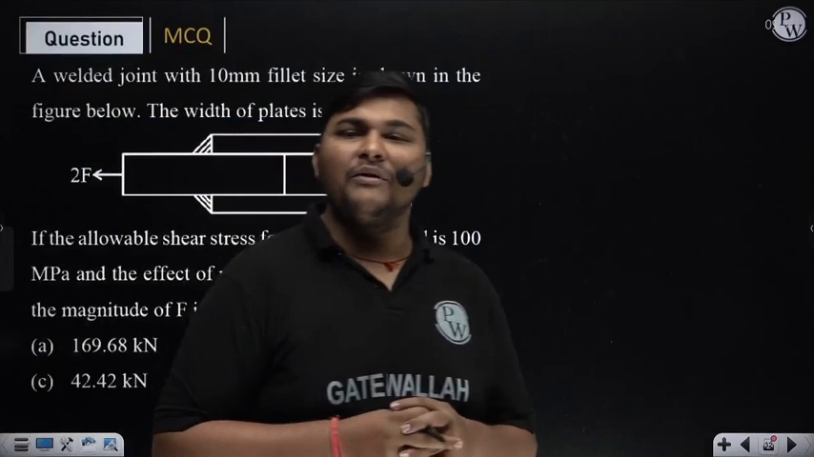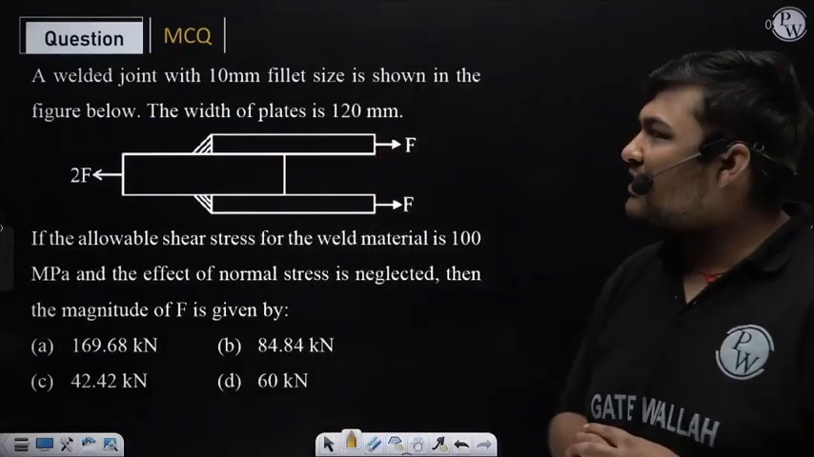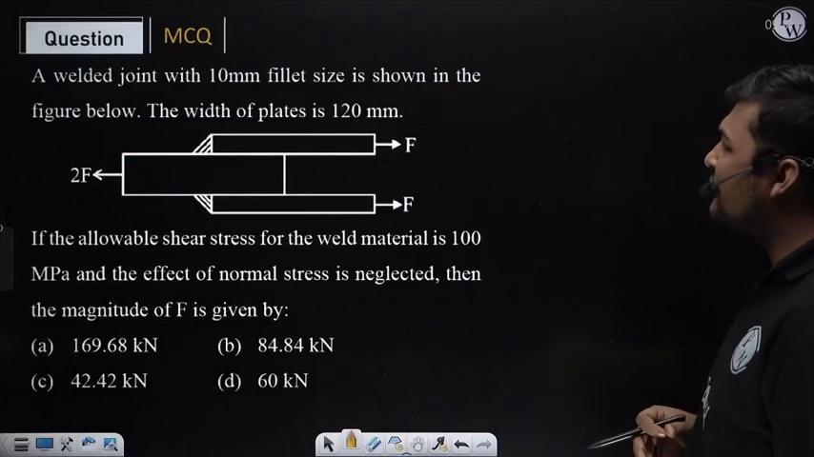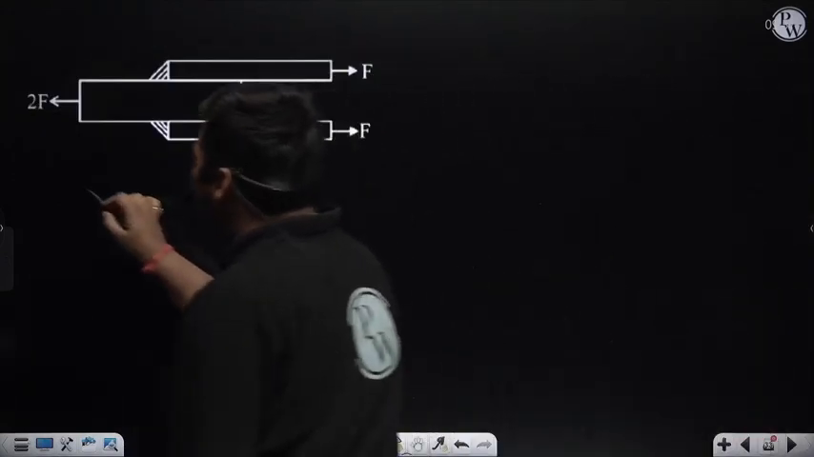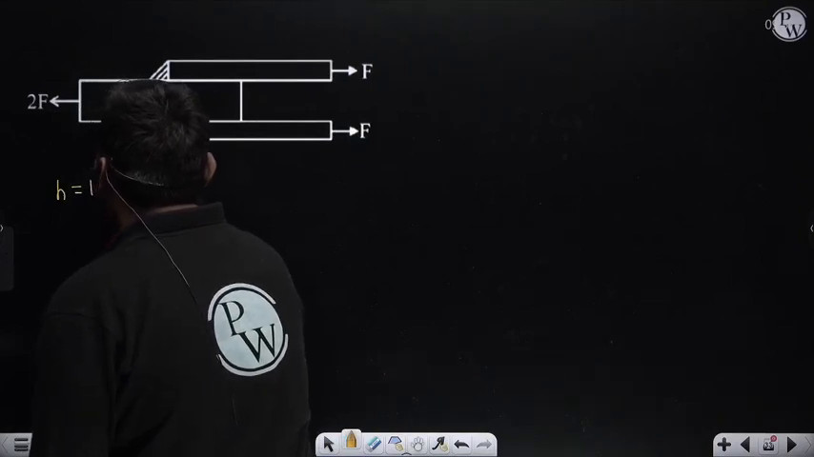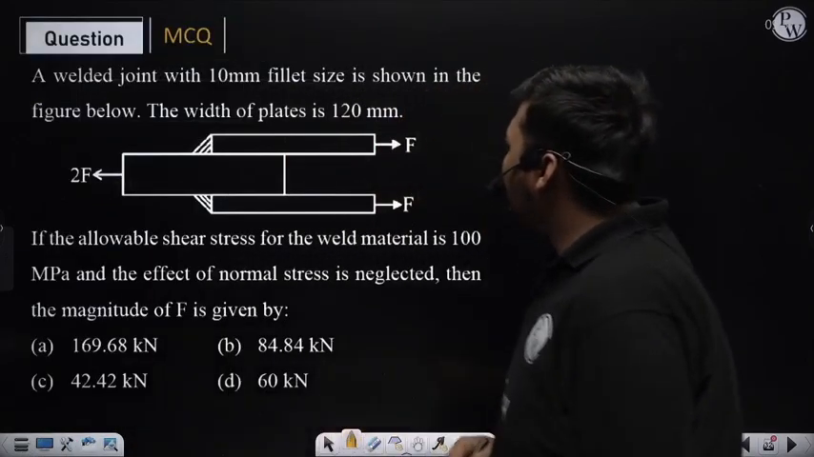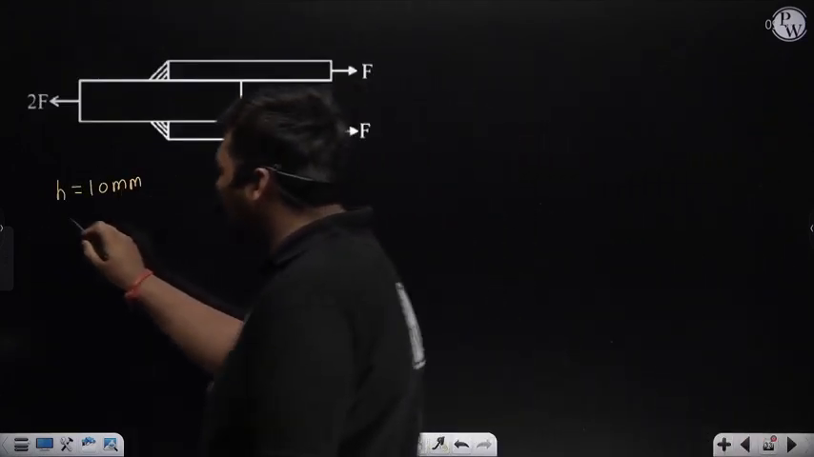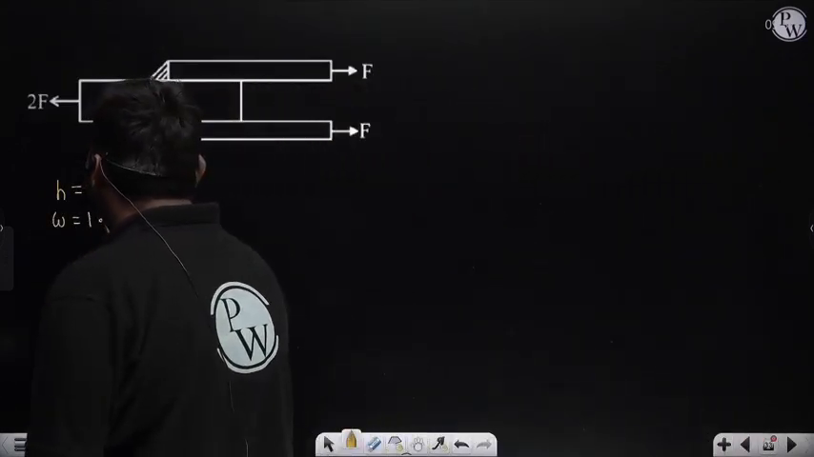So students, now we will discuss this question. What this question is saying: a welded joint with 10 mm fillet size is shown in the figure. So the fillet size of this weld joint is 10 mm, that is the length of the fillet is 10 mm. The width of the plates is 120 mm. So the width of the plate is given and it is 120 mm.